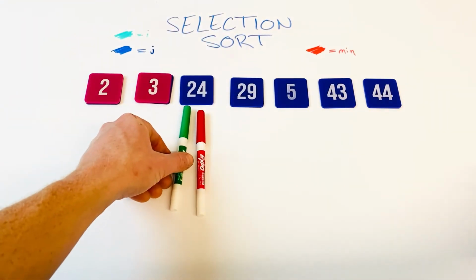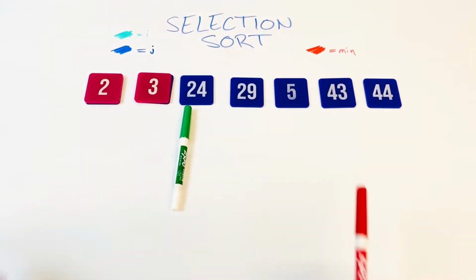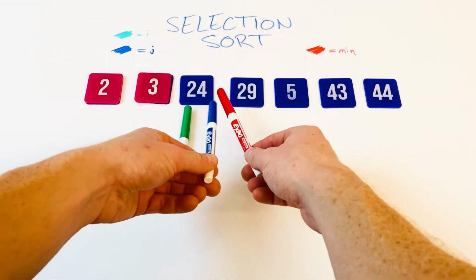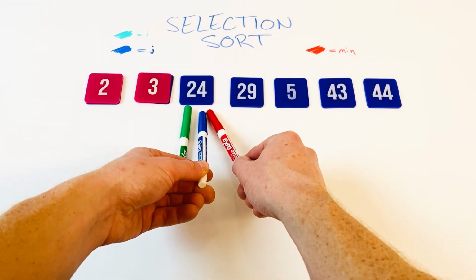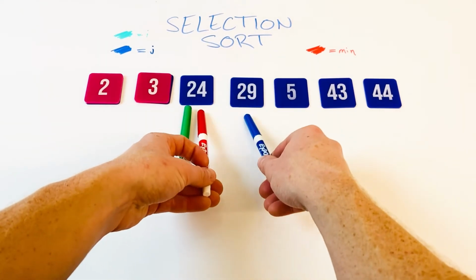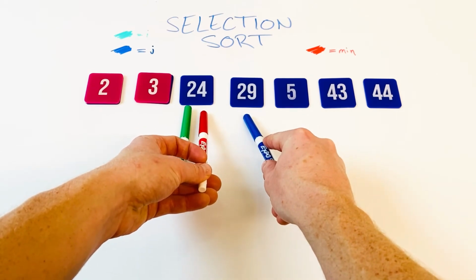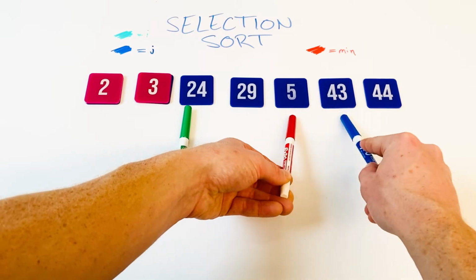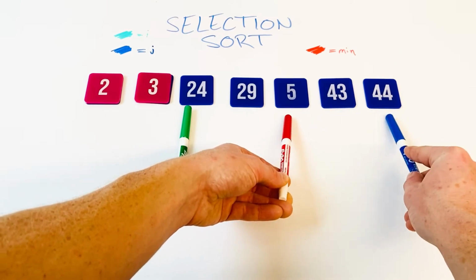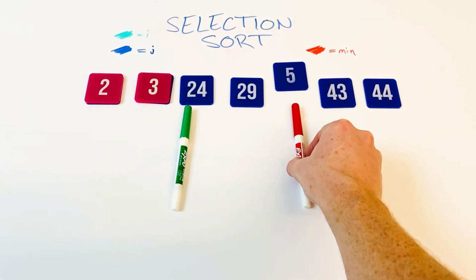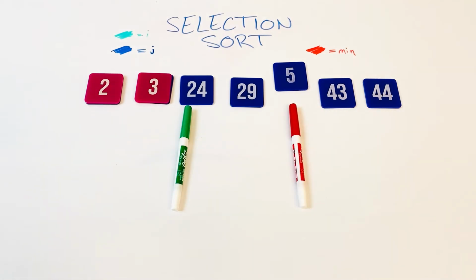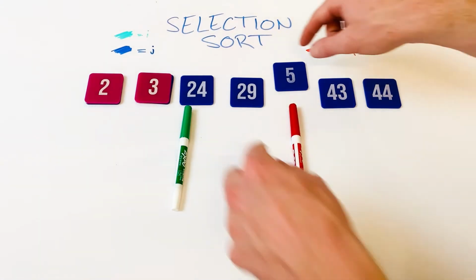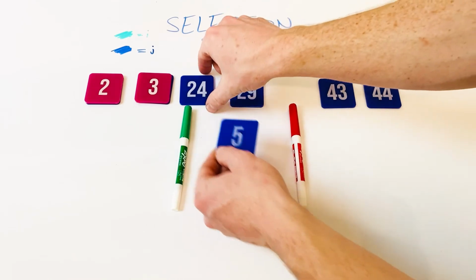We increment this, and now we say, all right, of the remaining elements, as far as I know, 24 is the smallest. Okay, we compare that to 29, and 24 remains still the smallest. Compared to 5, though, we see we found a new min. Compared to 43, no change. 44, no change. And so 5 must be the minimum element in our remaining elements. So we swap it with the 24 because that's in the green position.